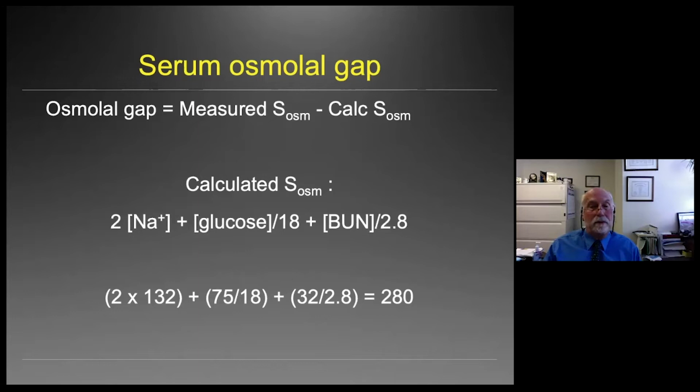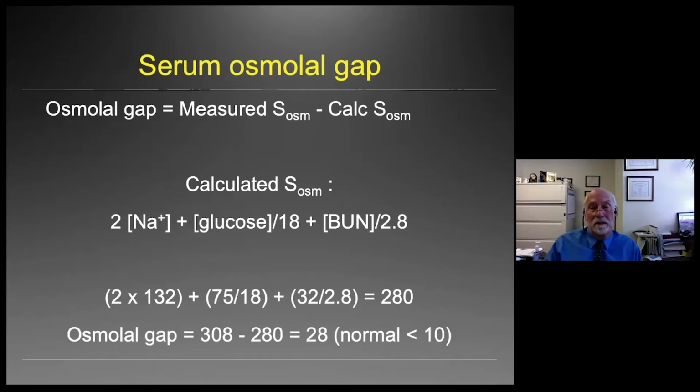And this person's gap was actually 28. So this would be essentially a normal osmolality, and this was his gap. He was measured at 308. So those were his numbers for sodium, glucose, and BUN. Calculates to 280, measured at 308. So the gap was 28, elevated.